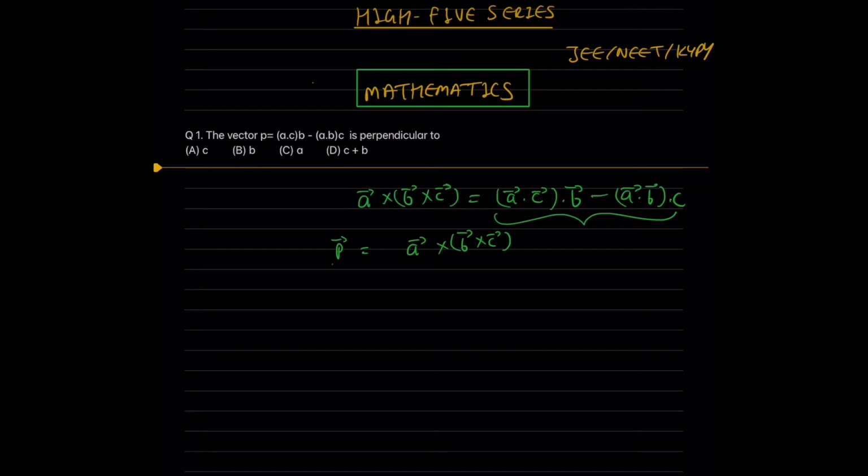Now if P is equal to A cross (B cross C), then it means P is perpendicular to both vectors. P is perpendicular to A as well as to B cross C. In our options, C should be our right answer because C is nothing but vector A. B cross C is also a right answer, but that is not given in the question. So any one of these can be the right answer, and in our options, C is the answer.